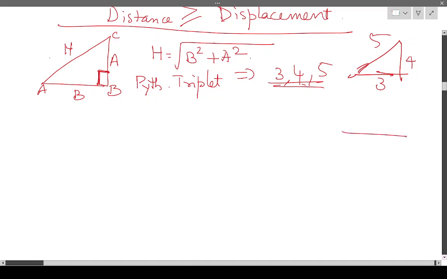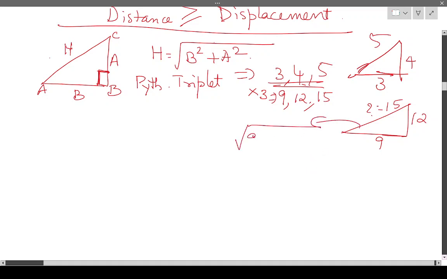And suppose the side is 9, and this is 12. Now what is this side? A very easy way of finding it: you can multiply by 3. When you multiply by 3, this becomes 9 and this becomes 12. Obviously, the third one is going to be 15. So rather than going with a conventional method, you get the answer as 15. If you want, you can calculate it like this: square root of 9 square plus 12 square. That is 81 plus 144, which is 225. That is nothing but 15.